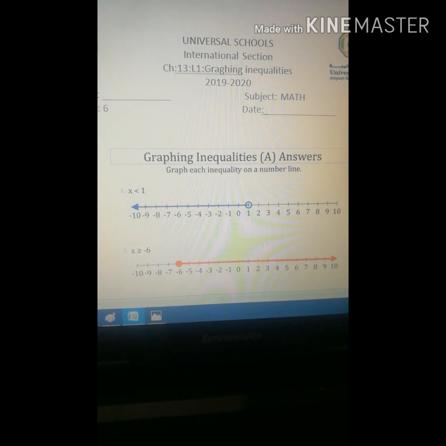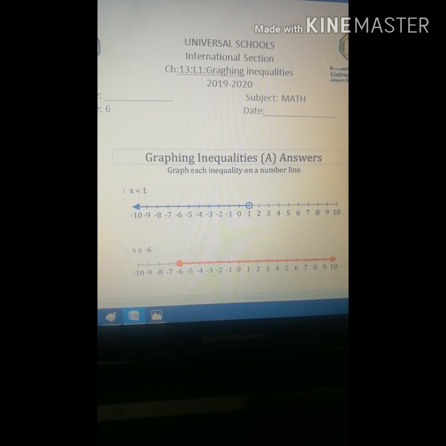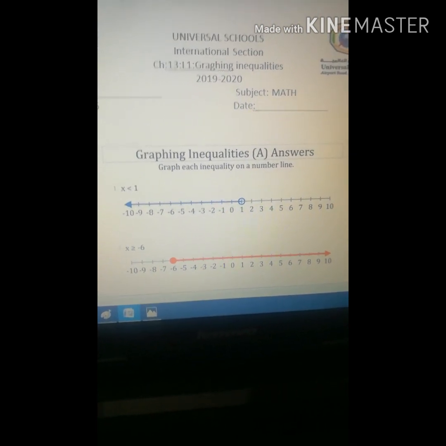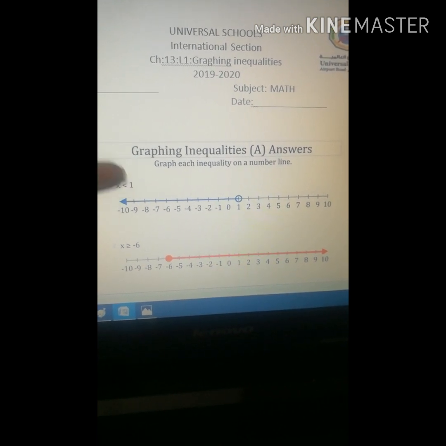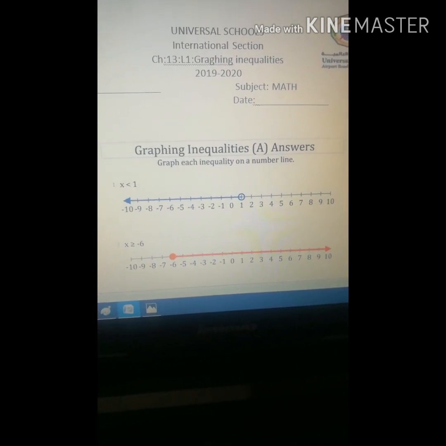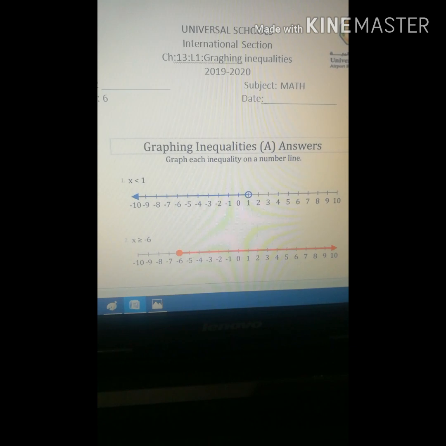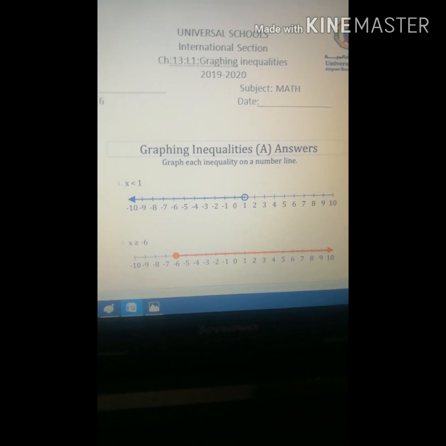Okay, this is model A. We're going to start with graphing each inequality on a number line. As you can see here, we have a number line, and here is x. x is a variable, so x may have more than one value. You're going to determine the set of values that x may have. So here it's going to be x less than 1.